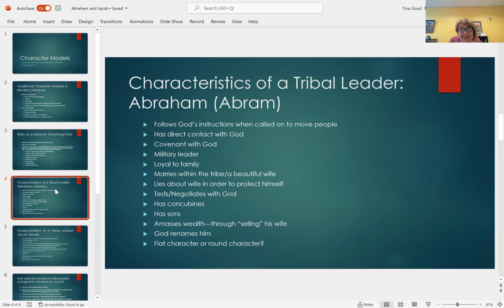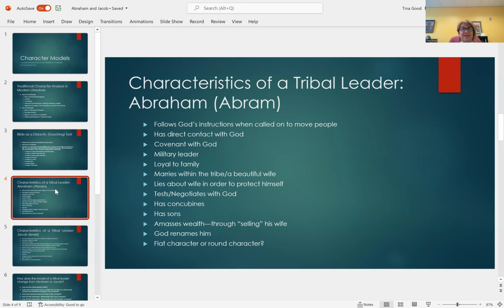Well, we've seen evidence of him being a military leader. Nevertheless, he is afraid to be killed. And so he lies about his wife. In one story, actually, it's suggested that Sarah became a part of the harem. And in the second story, the king does not actually sleep with Sarah.